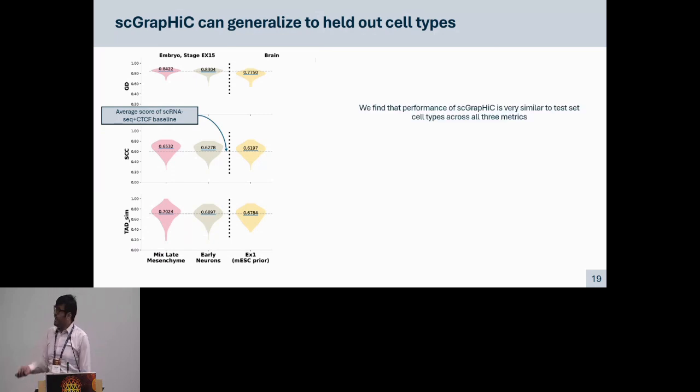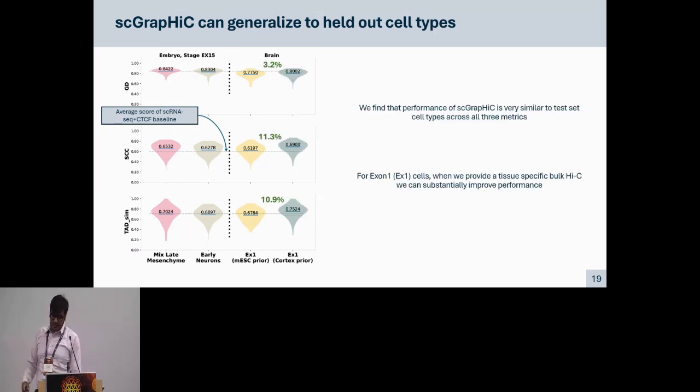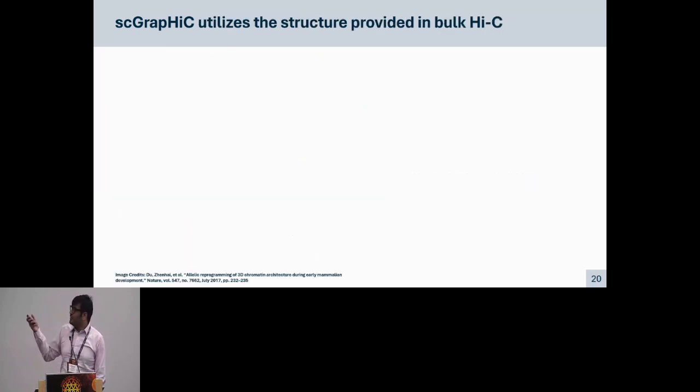Moreover, for the exon 1 cell, we did something interesting: we acquired a bulk Hi-C measurement for mouse brain cortex, and we gave that as an input to our model. We found that our model was able to generalize to this bulk input as well, giving us a substantial improvement in results as well.